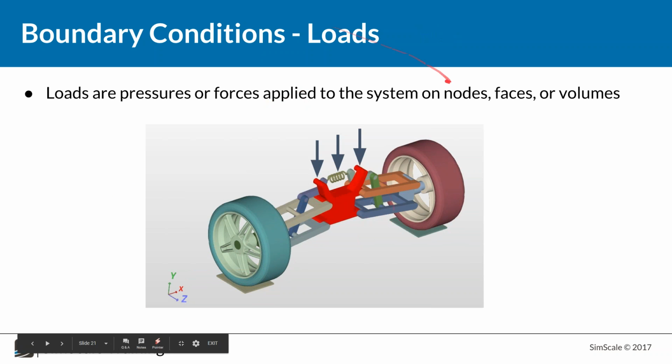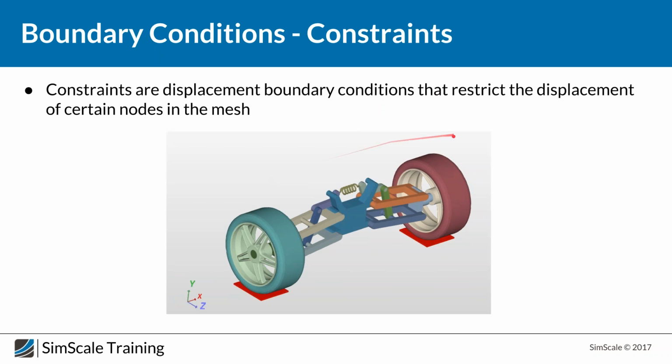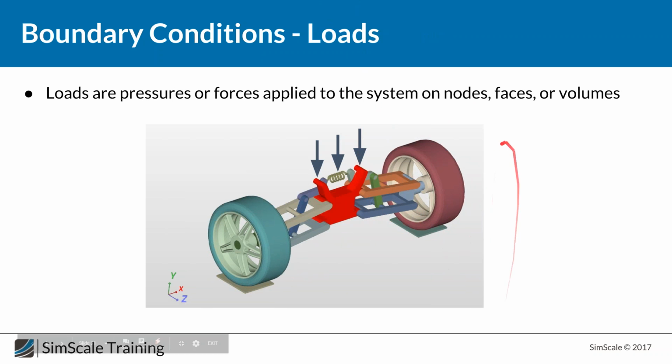And the opposite are load boundary conditions, which add pressures or forces to the nodes, faces, or even to a whole volume. In the end, you need loads as well as constraints to have a simulation, because without constraints your simulation will crash, or nothing will happen, because the model will just translate or move through your world, but there won't be any mechanical change. And without the loads, most of the time nothing will happen.